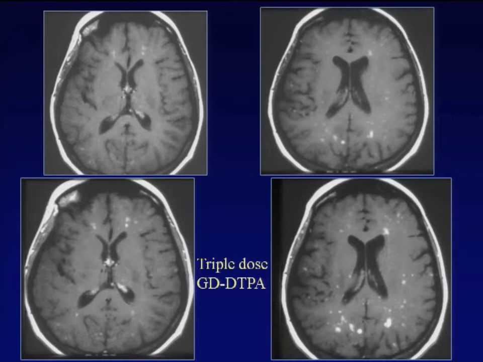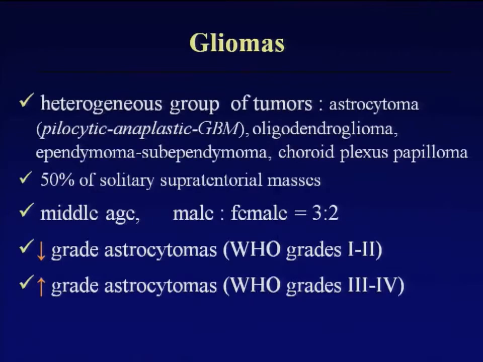And this is the obvious question, what's the meaning? But this is very important when we are dealing with a solitary metastatic lesion, and a surgical procedure is in consideration. So in this case, we have to give triple dose of gadolinium, not in a case like this. Moving to the most interesting part, gliomas. Gliomas is a very heterogeneous group of tumors.